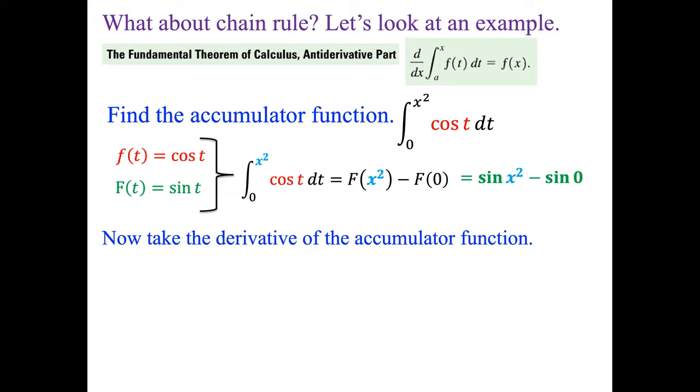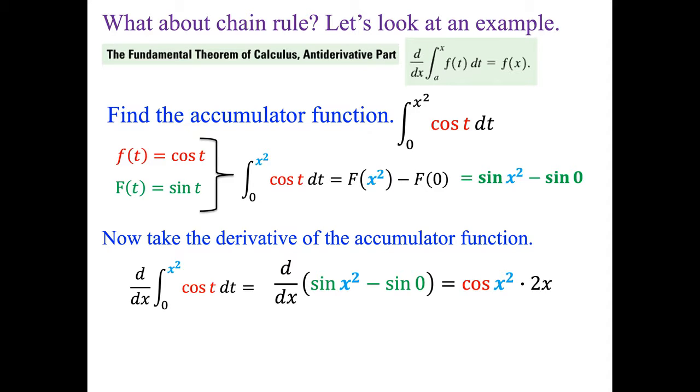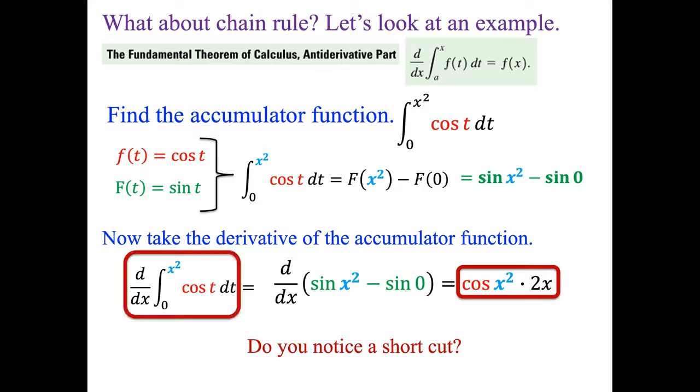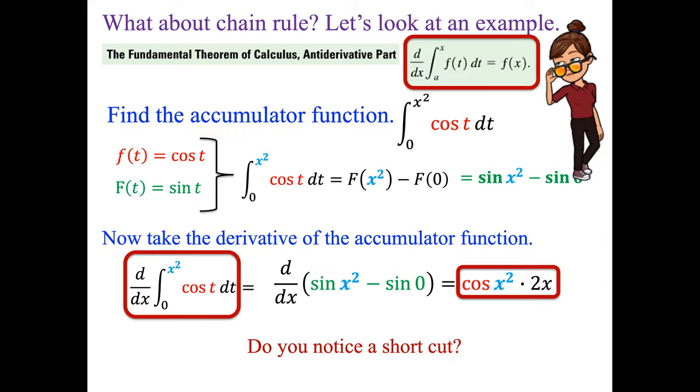Now, let's do the derivative of that. Ready? We're taking the derivative with respect to x of the integral from 0 to x squared of cosine t dt. That means we're taking the derivative of sine of x squared minus sine of 0. Sine of x squared requires the chain rule, so that's cosine of x squared times 2x. And remember, sine of 0 is just 0 because that's a constant. Do you notice a shortcut? How could you get that answer, cosine of x squared times 2x, if you're given the derivative of that? Do you notice that the result here is really just the integrand evaluated at the upper bound multiplied by the derivative of the upper bound? So this is another way in which this antiderivative rule is applied. Remember, the derivative of the integral is just the integrand evaluated at the upper bound times the derivative of the upper bound.